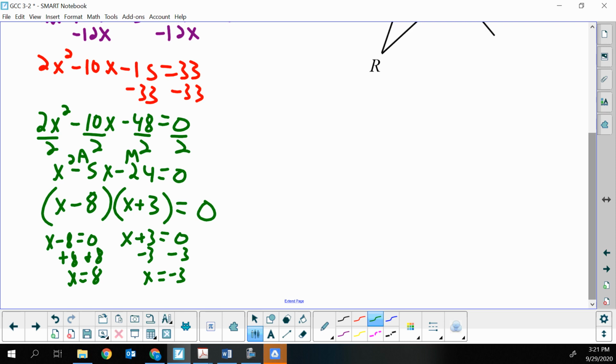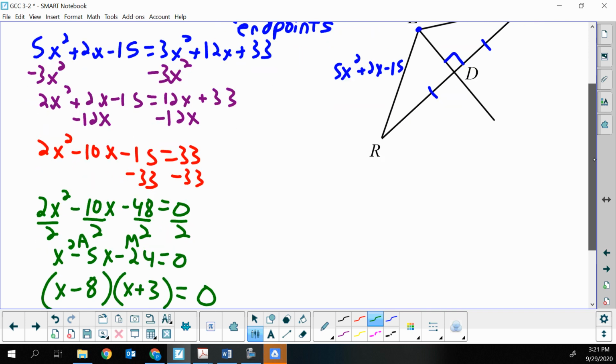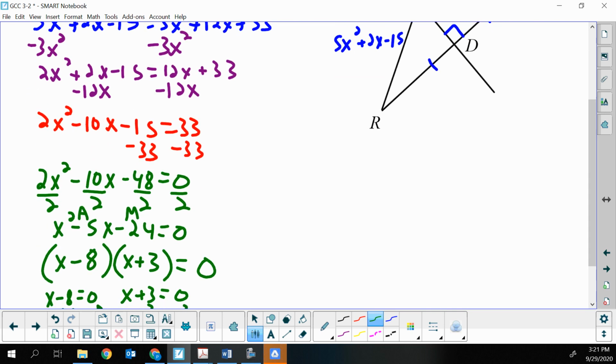Well, notice we want to find RE here. So we're going to take our value of RE and we're going to fill them each in and see what it gives us. We'll have 5 times 8 squared plus 2 times 8 minus 15. If we sub that in, we'll get that RE equals 321. So that's good.